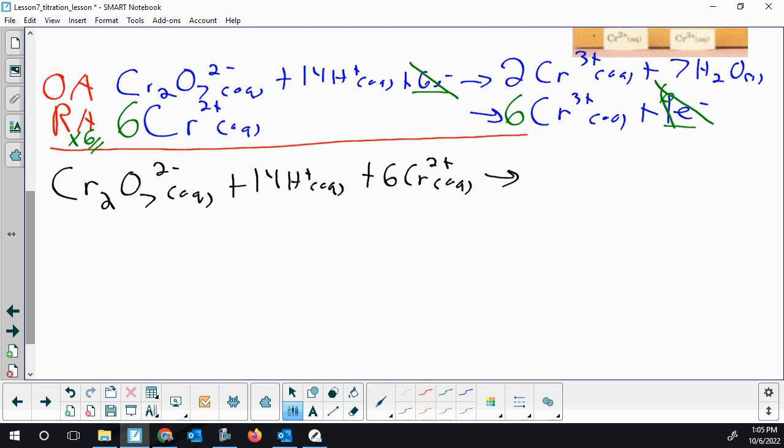So that's my 3 reactants. 2 of them are a combo OA. Then on the product side, this doesn't happen a lot, but we have the same product showing up in both half reactions. So I'm going to add those together. We've got 6 chromium 3s and 2 more. So there's 8 chromium 3 plus. And 7 water.